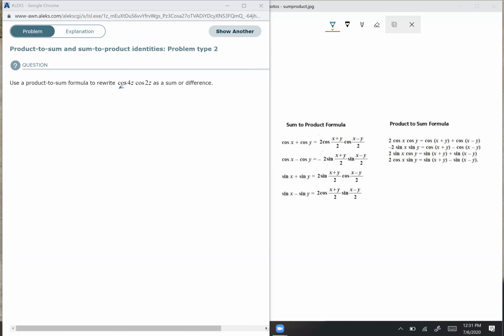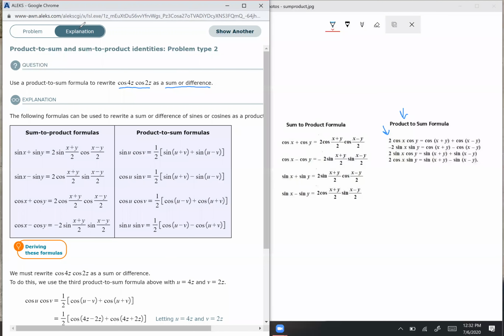But you guys, this looks like a product that we need to write as a sum. So I'm looking at the product to sum formulas. I have cosine times cosine, a product. So on my list, I see that it would fall with number 1. But remember, in ALEKS, they don't use the version with the 2 in front. So I'm going to show you the ALEKS list, and we can look for the one that more closely matches your problem here.